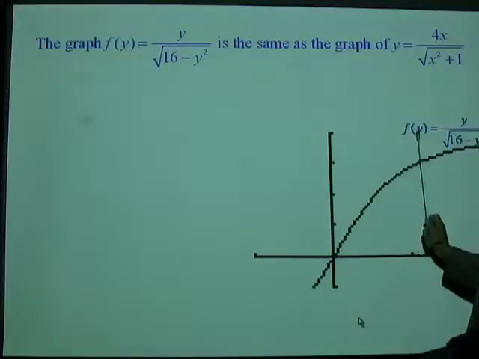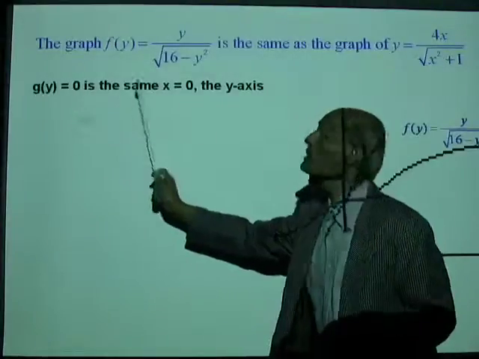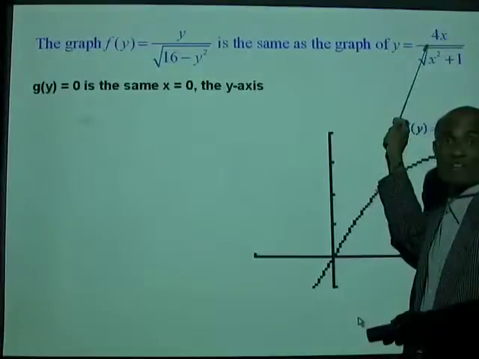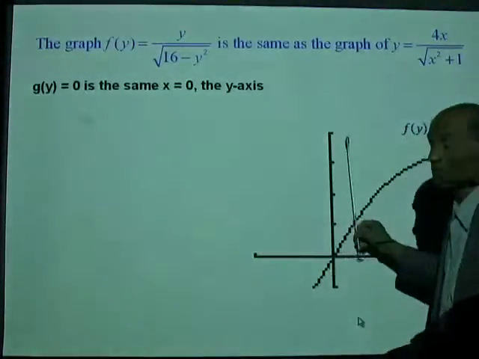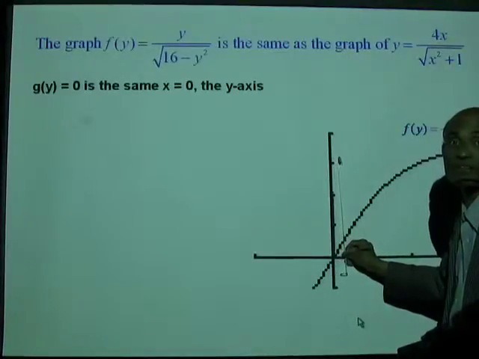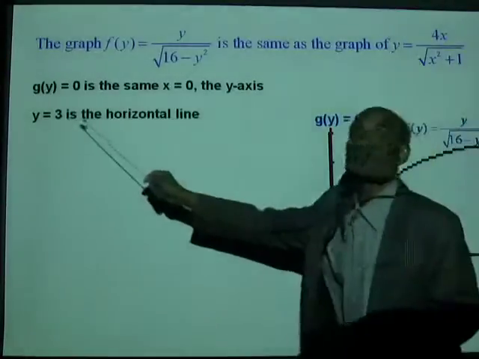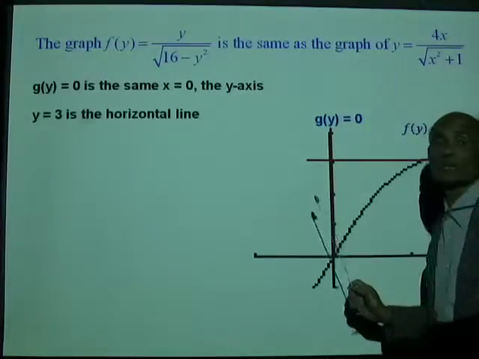Now, we need to find the area enclosed by the graph of this function, which is the same as this function, and then g of y equal to 0. G of y equal to 0 is the y-axis. Is that right? There you got it. This is g of y equal to 0. And the line y equal to 3. This is the line y equal to 3.